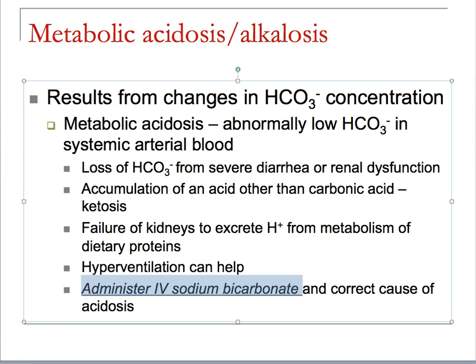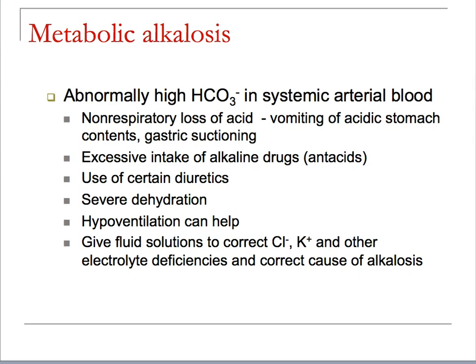And at the end, I think this is our last slide, right? And yeah, oops, we're going a little bit over here. Metabolic alkalosis, where you have abnormally high bicarb. You have a non-respiratory loss of acid, such as overdosing, vomiting stomach contents out, excess taking of alkaline drugs, antacids, severe dehydration, where hypoventilation can help, so hold your breath to increase the concentration of bicarb. And obviously, you could give fluids to correct chloride, potassium, and other electrolytes.